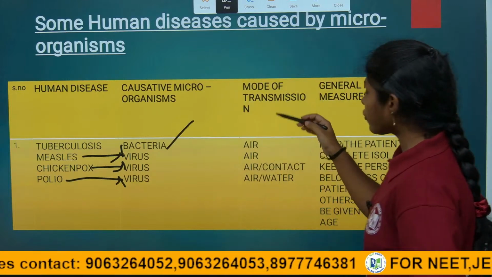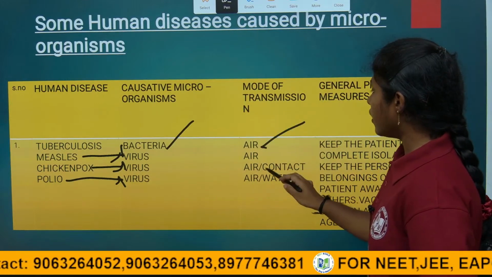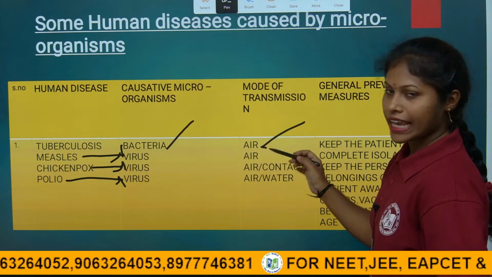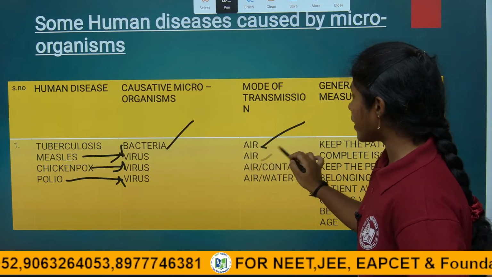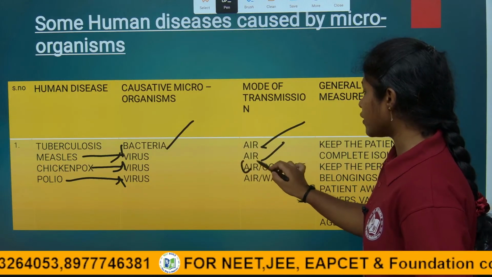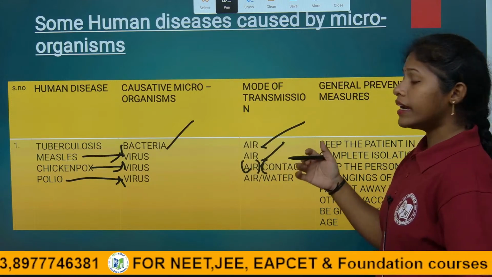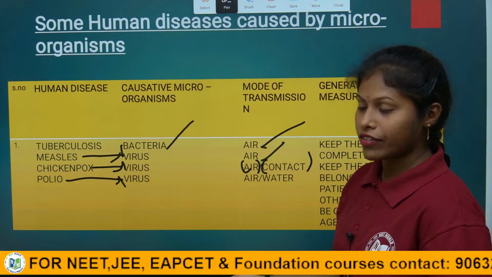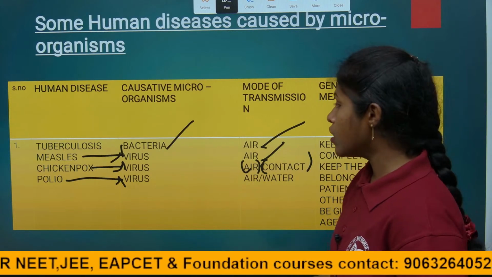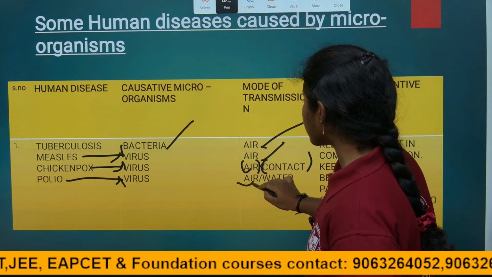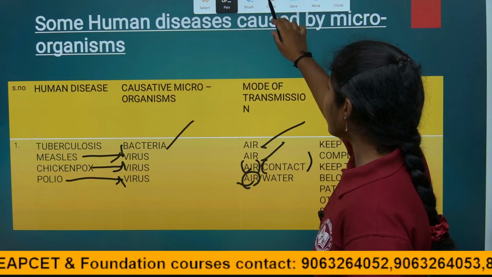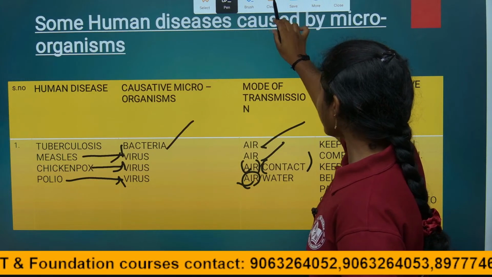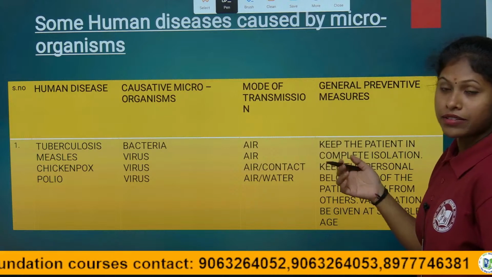Their mode of transmission is air. For tuberculosis it is air, for measles it is also air, and chickenpox spreads through the air and also by contact with the affected person, which passes it to other healthy persons. For polio, the virus spreads through air and also water.